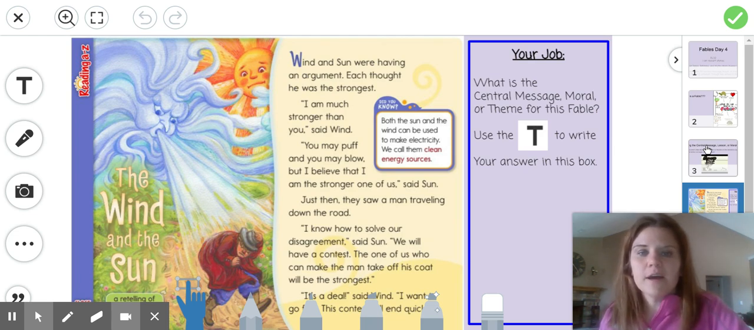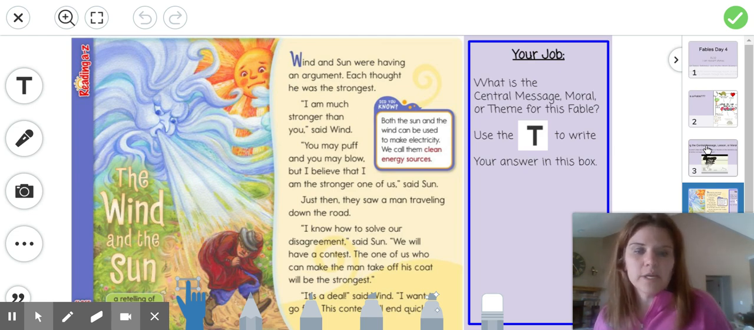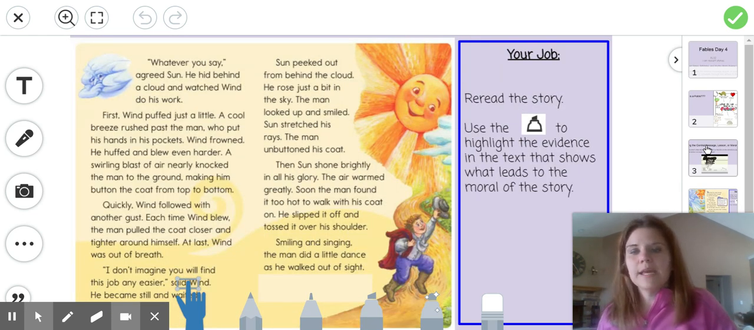Wind and Sun were having an argument. Each thought he was the strongest. "I am much stronger than you," said Wind. "You may puff and you may blow, but I believe that I am the stronger one of us," said Sun. Just then they saw a man traveling down the road. "I know how to solve our disagreement," said Sun. "We will have a contest. The one of us who can make the man take off his coat will be the strongest." "It's a deal," said Wind. "I want to go first. This contest will end quick." "Whatever you say," agreed Sun.